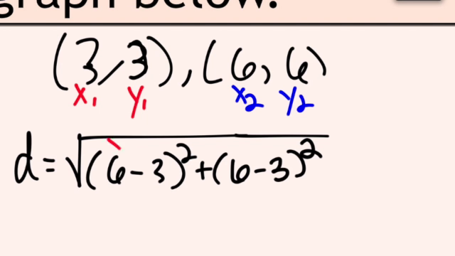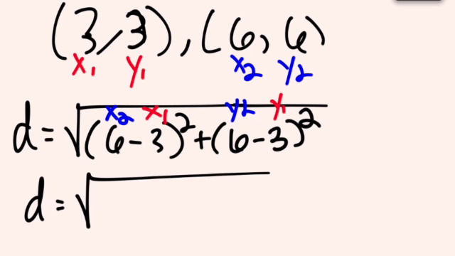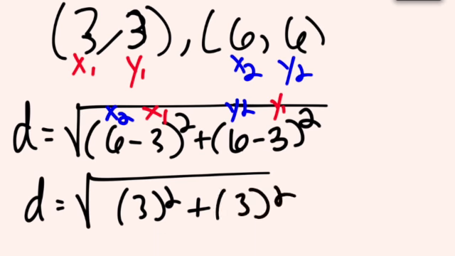This is my x2, and then this is my, well, let me do it in their respective colors. This is x2. This one's x1, right? This is my y2, and then this one's my y1, right? Notice how it's consistent, 2, 1, 2, 1. So as long as you are consistent, then your answers will come out perfectly every time. So let's go ahead and subtract this out. 6 minus 3, that's 3 squared, plus 6 minus 3 again, that's 3 squared.